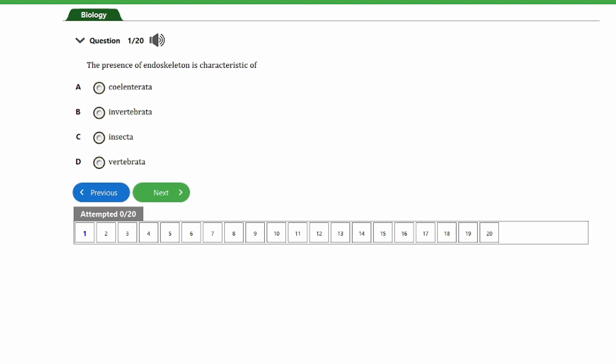The question says, the presence of endoskeleton is characteristic of A. Coelenterata, B. Invertebrata, C. Insecta, D. Vertebrata. So guys, the answer to this question is option D, and that's vertebrata. Let's look at the next question.